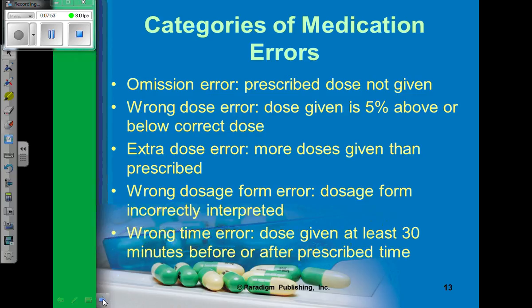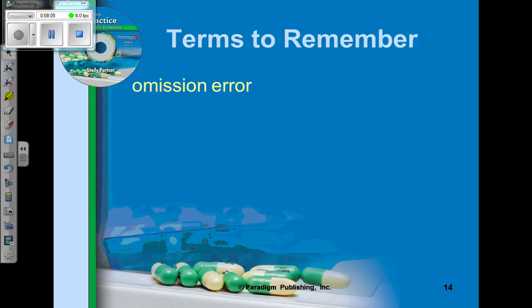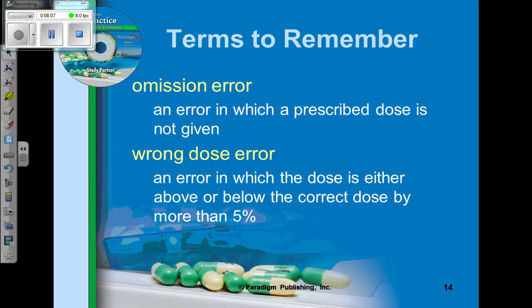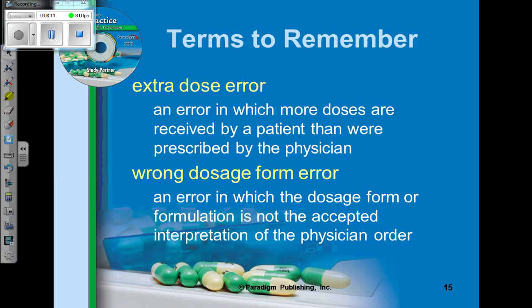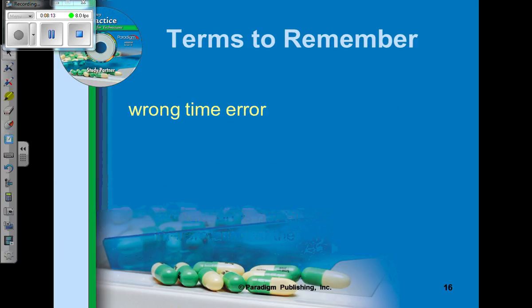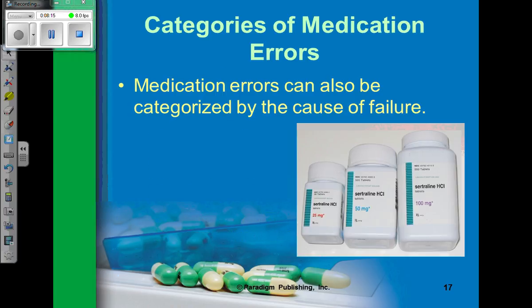Then you have wrong time errors, and that's going to be a dose given at least 30 minutes before or after the prescribed time. This is a common error, of course, in the hospital or the nursing home, usually. So here are your terms to remember, and I'm not going to go back through those because I just went over them on that one slide. So you guys can have those on the separate things.